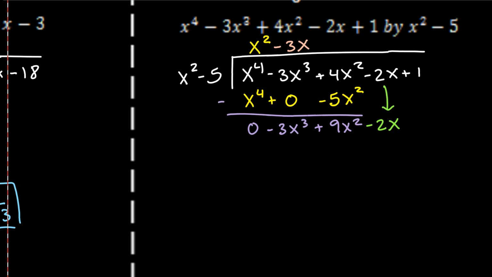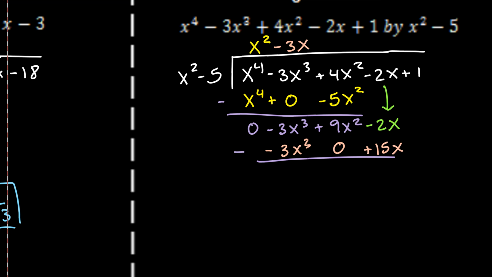Negative 3x. Negative 3x times x squared is? And negative 3x times negative 5? Positive 15x, which we line up with the other x term, and there's a 0 for the x squared term. And then we subtract here.